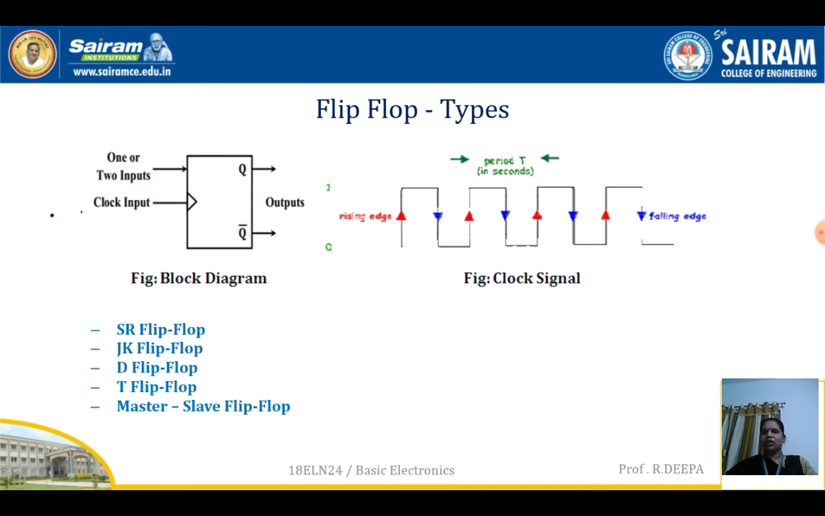So you can observe the block diagram of the flip-flop. It consists of one or more inputs along with a clock input, and the outputs are Q and Q bar. Normally the outputs Q and Q bar are complements of each other. On the right-hand side we have shown the clock signal which can be applied to a flip-flop. The flip-flop can be designed such that it changes its output state either with respect to the rising edge of the clock or the falling edge of the clock. The rising edge is represented by orange color and the falling edge is represented in blue color.